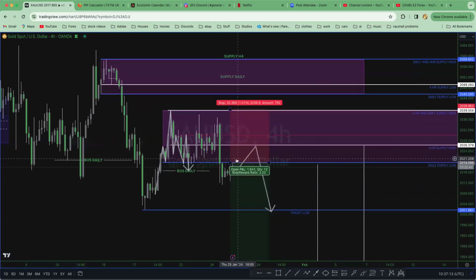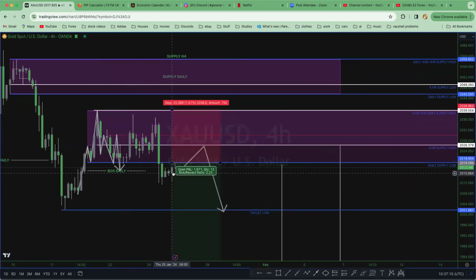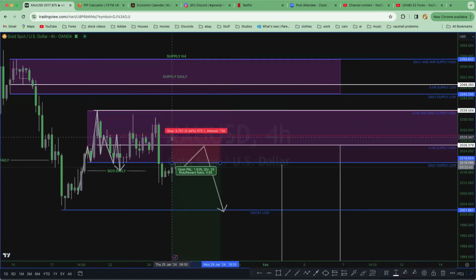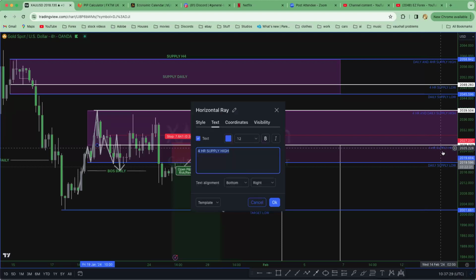But if you wanted to take it any smaller, if you wanted your stop loss smaller, then maybe you can put your stop loss here. If it starts to sell off, then you could have your stop loss here, or you could originally have your stop loss here if you wanted to, which is just, this isn't supposed to be the 4 hour high. This is supposed to be the 4 hour low.